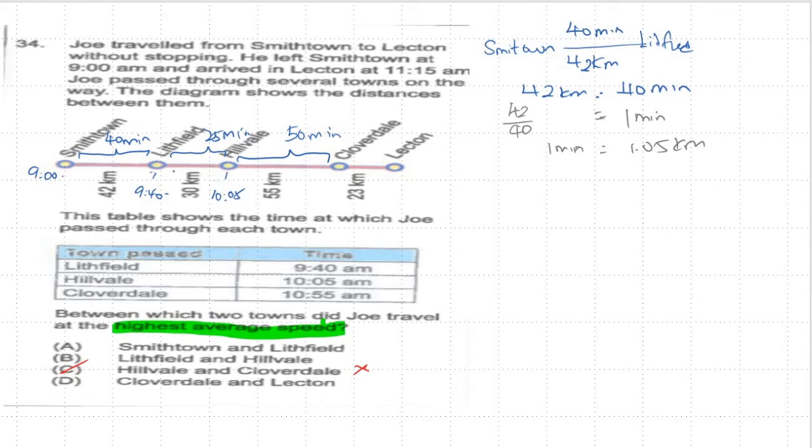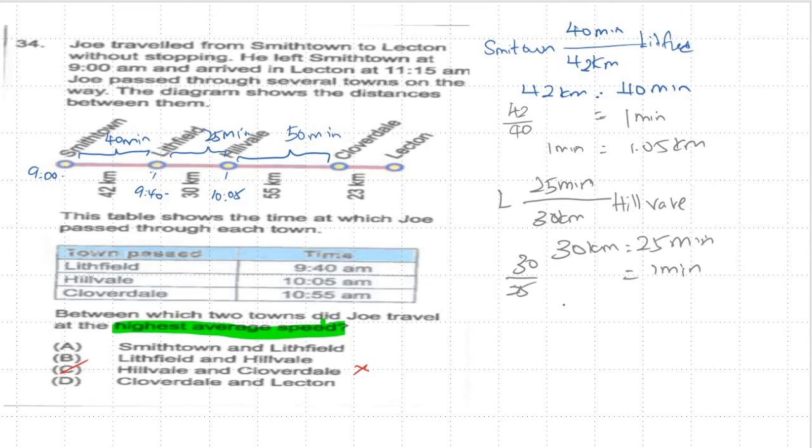The second scenario is from Lanford to Hill Valley. This one is 30 kilometers, and I took about 25 minutes. So in 1 minute, how far do I travel? 30 divided by 25 gives 1.2 kilometers for 1 minute. When I compare, here in 1 minute I can only travel 1.05 kilometers, but here in 1 minute I can travel 1.2 kilometers. So this is number 1 already.